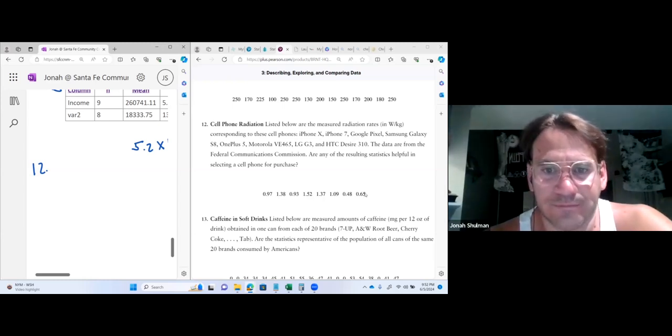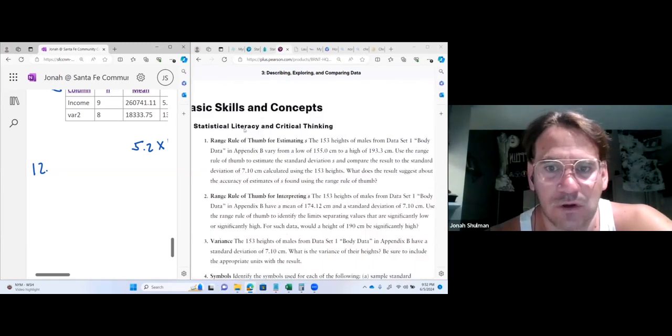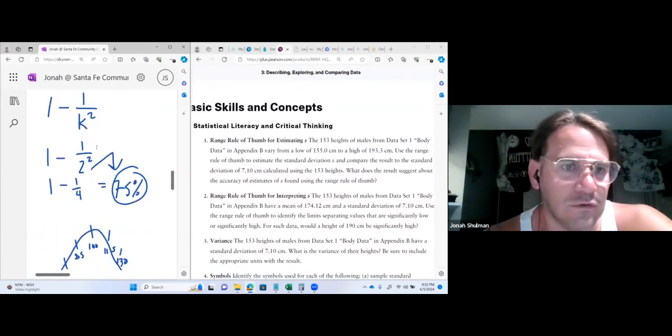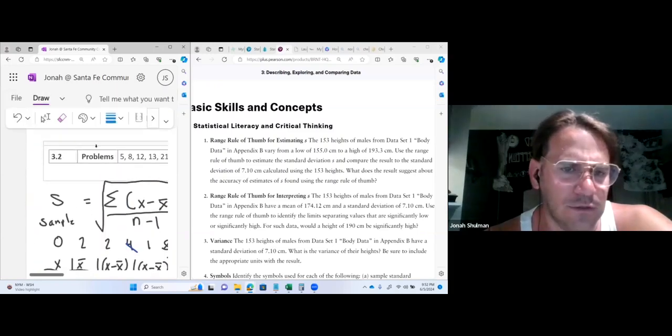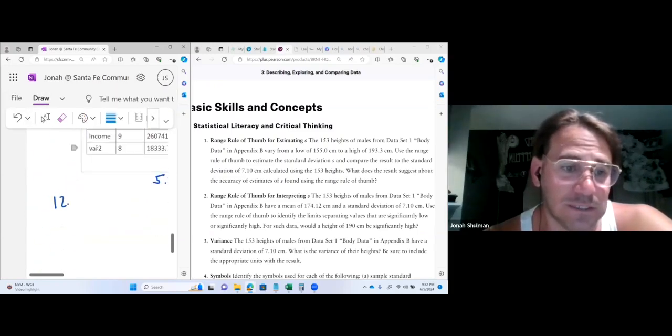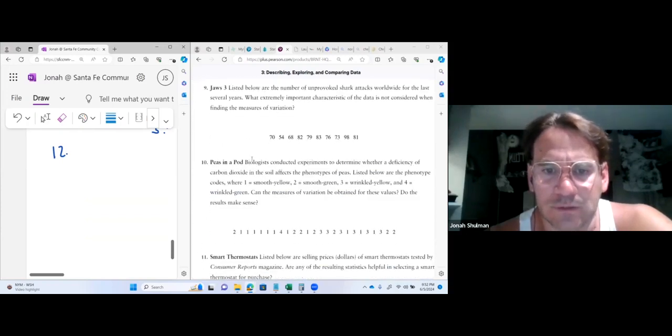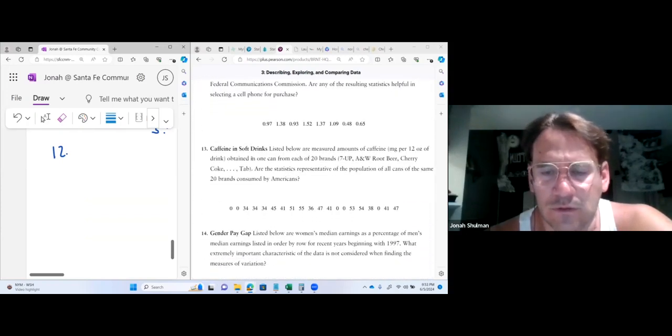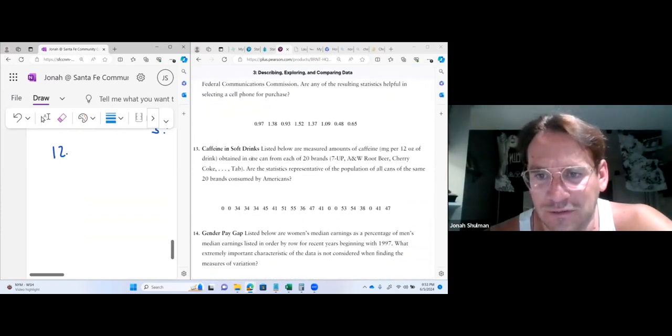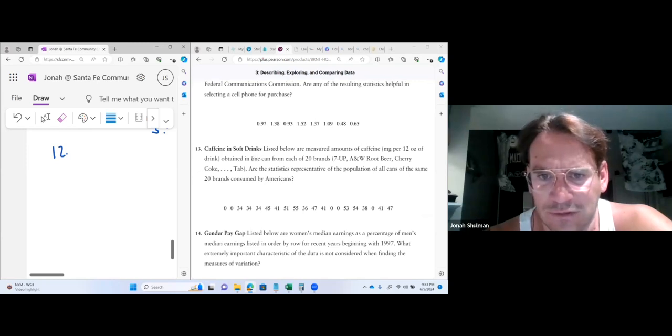12 is like the same thing. I just did it twice. Use Excel, use whatever one you want. I'll skip this. I'll see if there's a harder one. I'll look at 13. If 13 is the same, I'll do 12. See what 13 says. 13 is the same. Are the statistics representative of the population of all cans? It's the same.